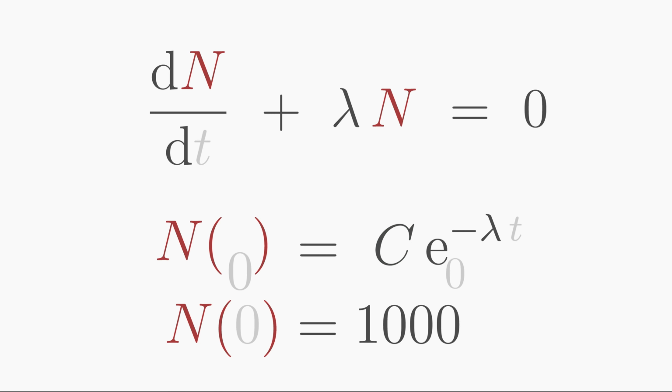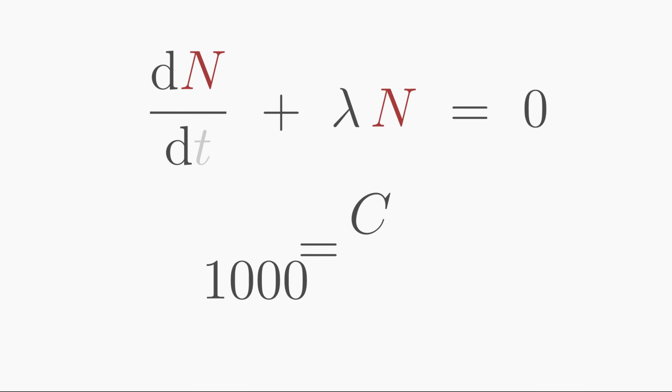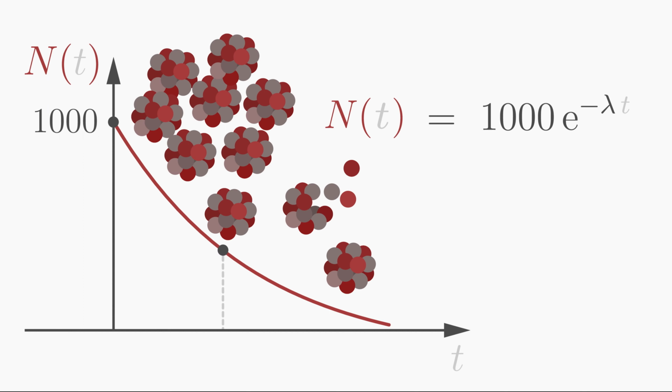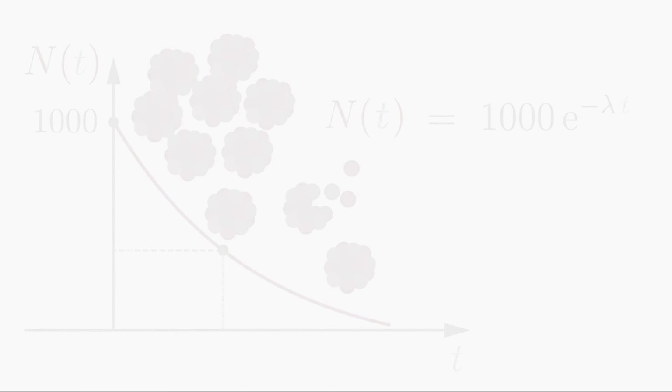Inserting this initial condition results in this equation. E to the power of 0 is 1, so c must be 1000. Now you can insert an arbitrary point of time and find out how many not yet decayed atomic nuclei are still there. Solving method number 2.